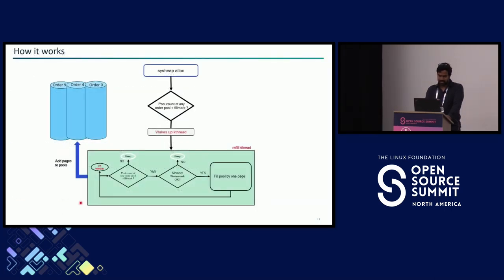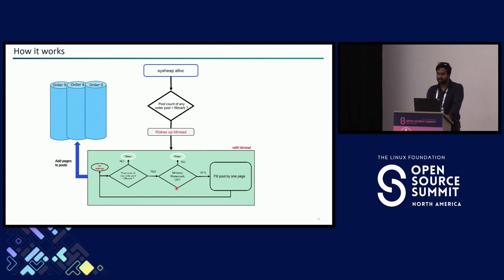So here's a simple flowchart. Basically we have the system heap alloc, and then you check if your pool count is less than the fill mark or not. If it is, then you wake up the kthreads. I'll explain a bit more about the mechanism of the refill, but here's a simplified flowchart. If the pool count is less than the fill mark, you will check the watermarks. The watermark is something that the kernel checks to know if the system is under memory pressure or not. It's kind of a hint to the kernel on whether memory is generally available in the system.